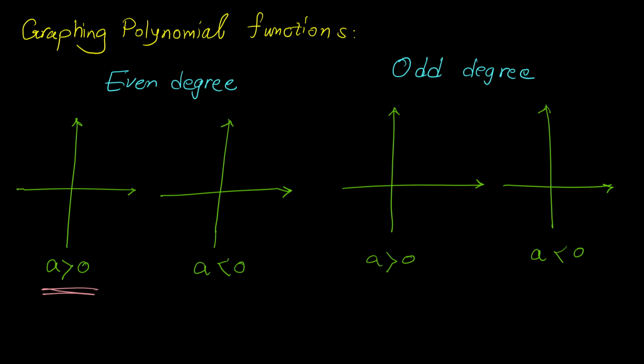in the case of even degree, the two ends are going up. If the leading coefficient is negative, the two ends are going down.